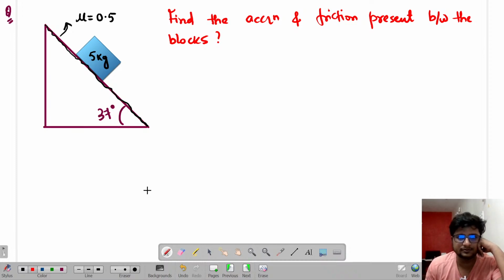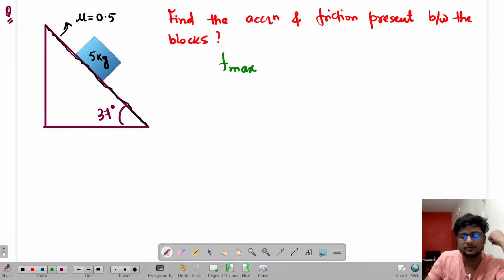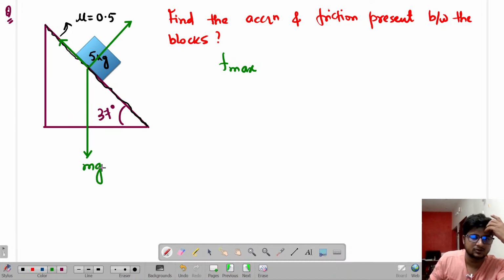What can that be? See, what step will we start with? First we will find f max. First resolve this, first draw the FBD. This is mg, this is its normal, and this will be the direction of friction. Clear? Three forces are there: mg, normal, and friction.